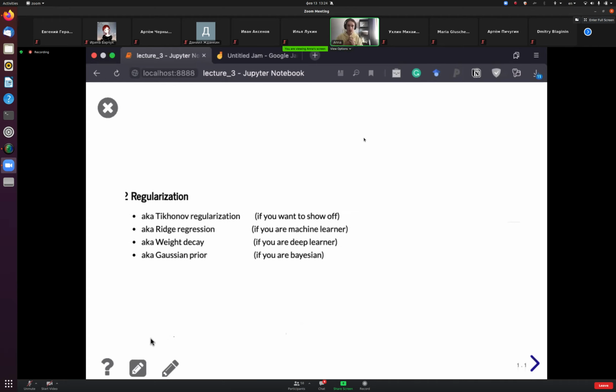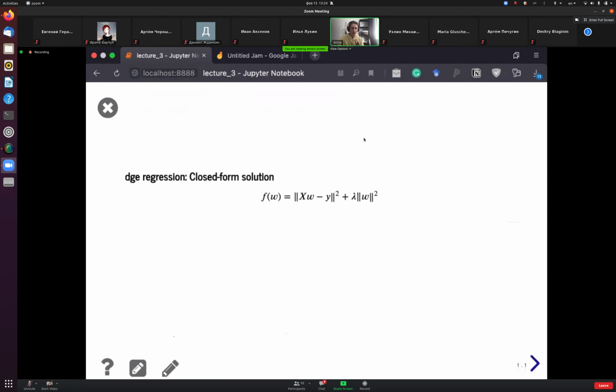So let us start with L2 regularization. There are many ways you can name models with L2 regularization. If you want to sound like a statistician, you can say that you're using Tikhonov regularization. If you're a machine learner, you would say ridge regression. If you're a deep learner, you would probably say weight decay. And if you're Bayesian, you will say that's a Gaussian prior on the weights. But all of that boils down to the same thing, and that's what we'll be talking about today.